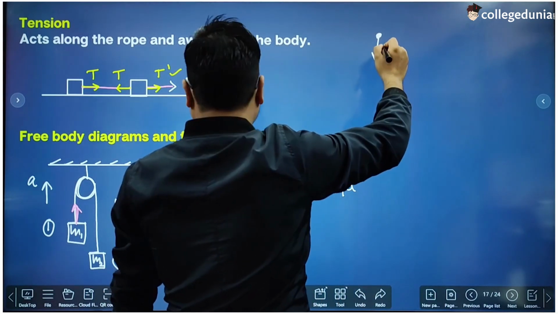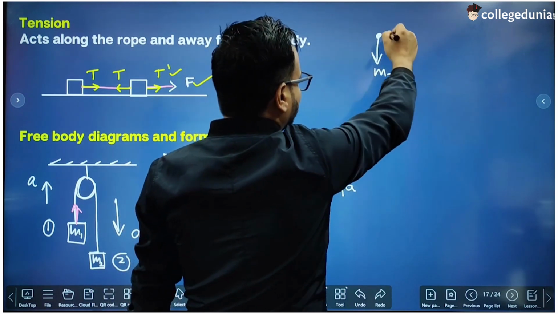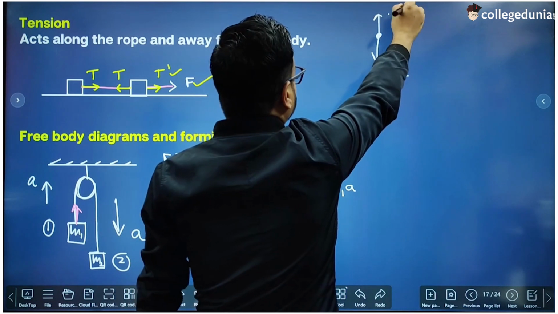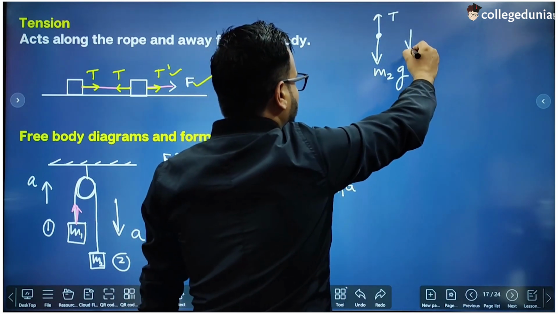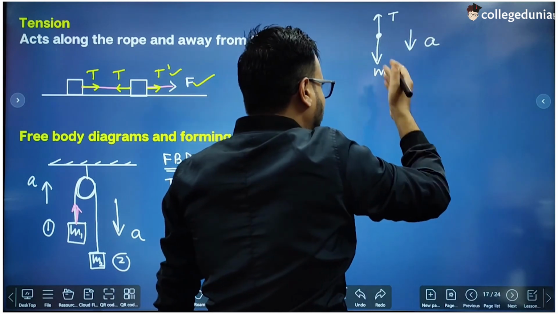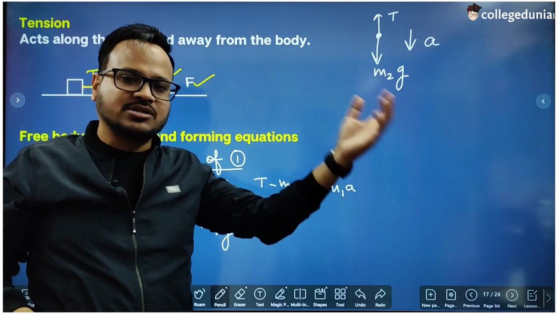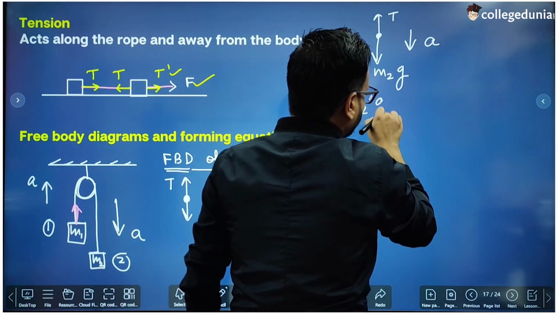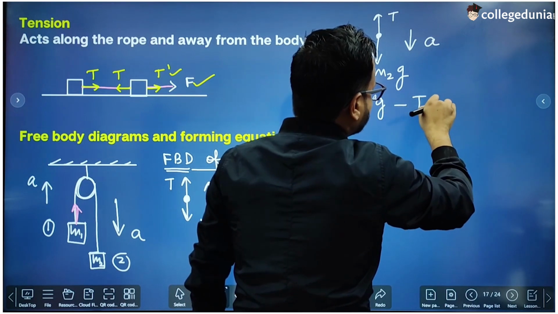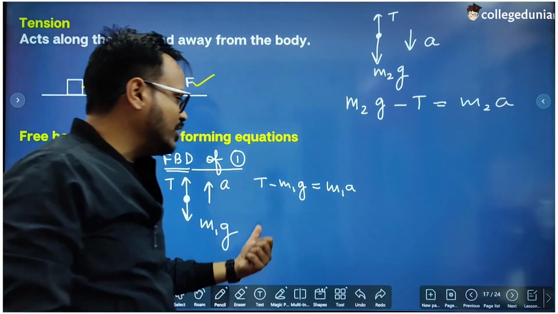Now let's make the FBD of the second one. M2G is acting in the downward direction, T tension is acting in the upward direction, and this body is accelerating in the downward direction. Then M2G must be greater than T, because a body always accelerates towards the greater force. So M2G minus T equals M2A. So these are the two equations.